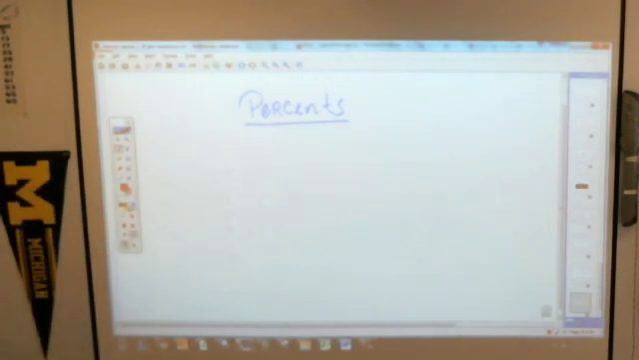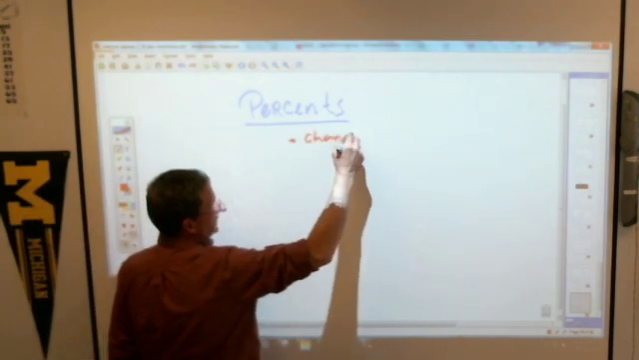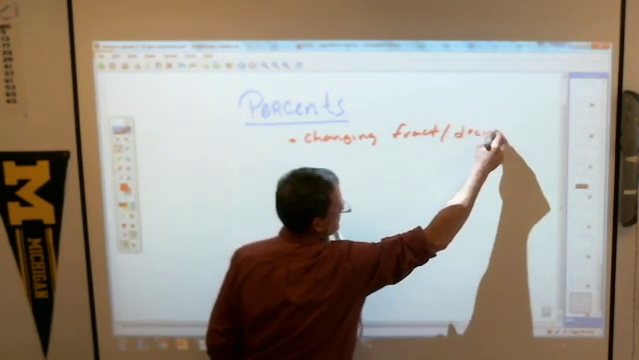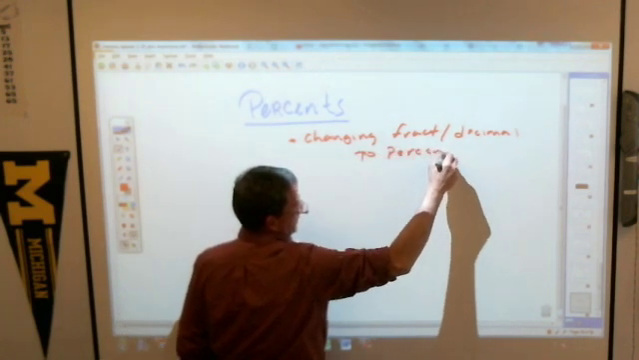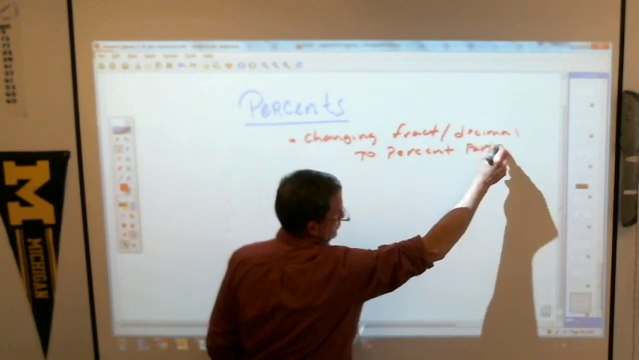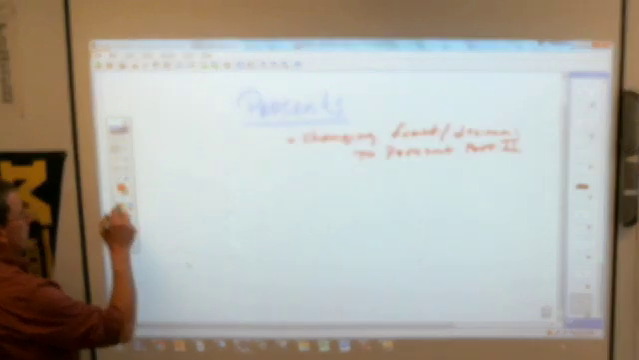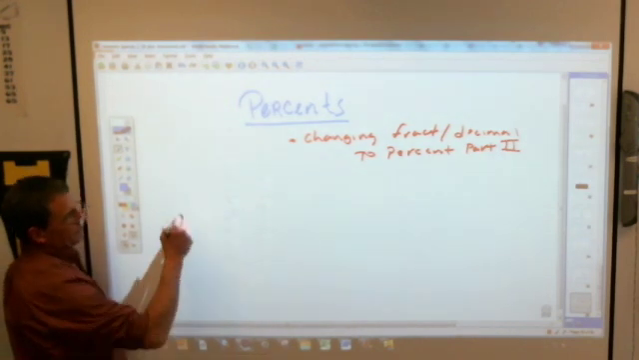And the little subheading under that is changing fractions and decimals, part 2. Changing fractions/decimals to percents, part 2. And as with most things in math, sometimes there's an easy way, and then other times the easy way doesn't work, and you have to kind of do it the hard way. For example, let's say you have the fraction 1/4.